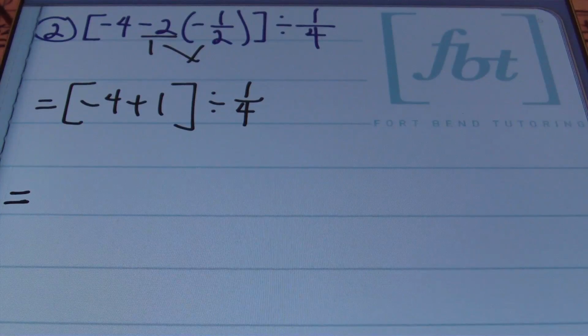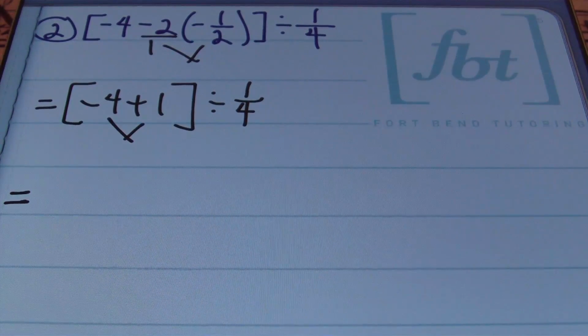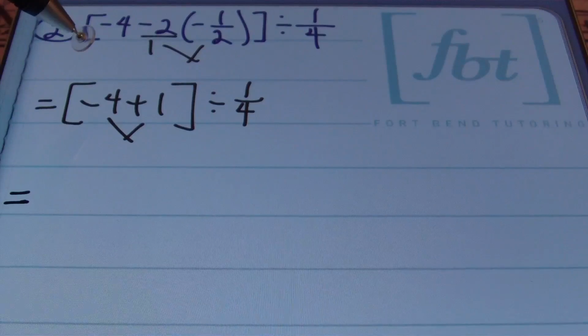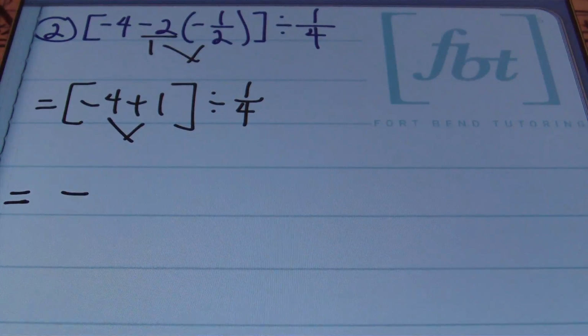So now, what's your next step? We're still inside of our brackets. And we have unlike signs, don't we? When you're combining integers together, you want to focus on the sign of the biggest number first, because that's going to tell you the sign of your result. So I know that the result of combining negative 4 and 1 will give me a negative result. I know that, so I'm going to write it down. Then, because I have unlike signs, subtract.